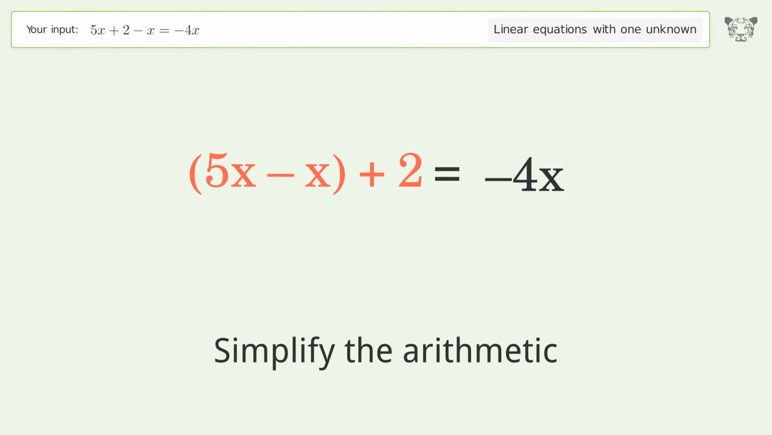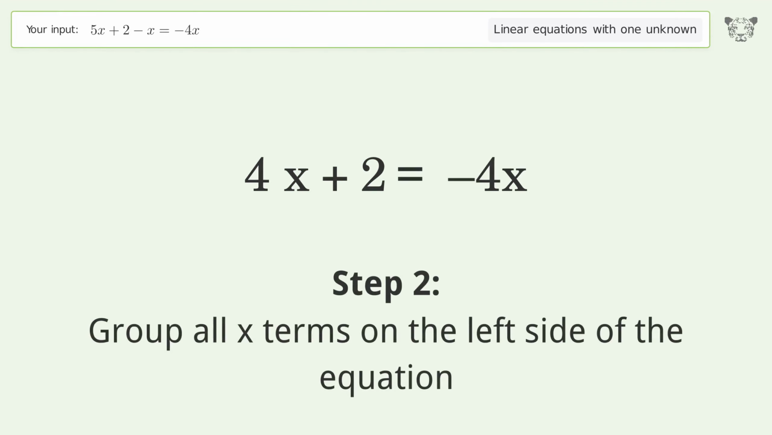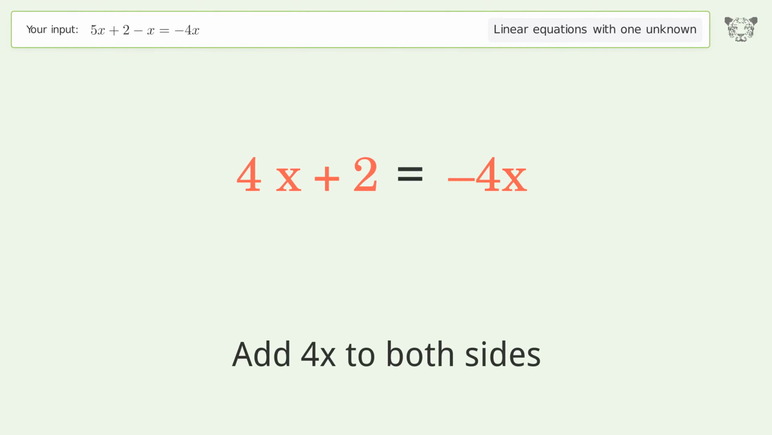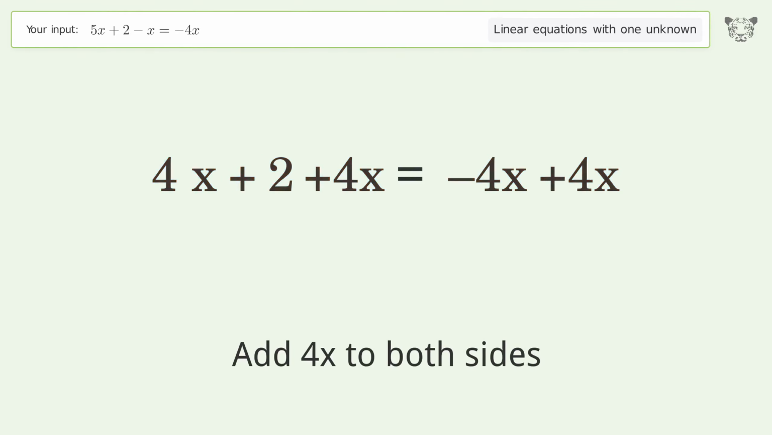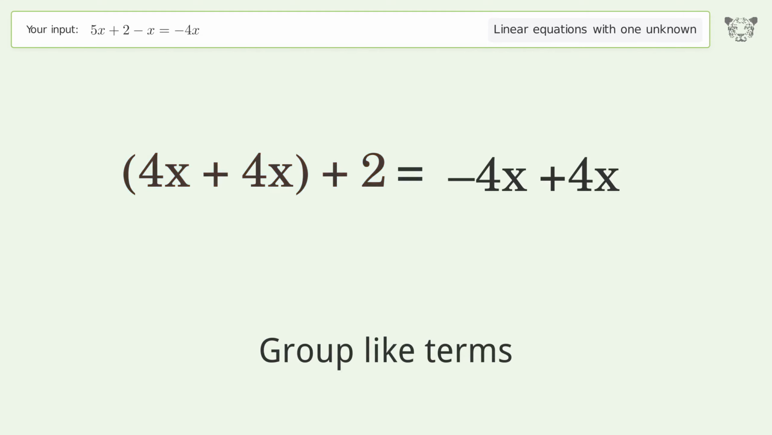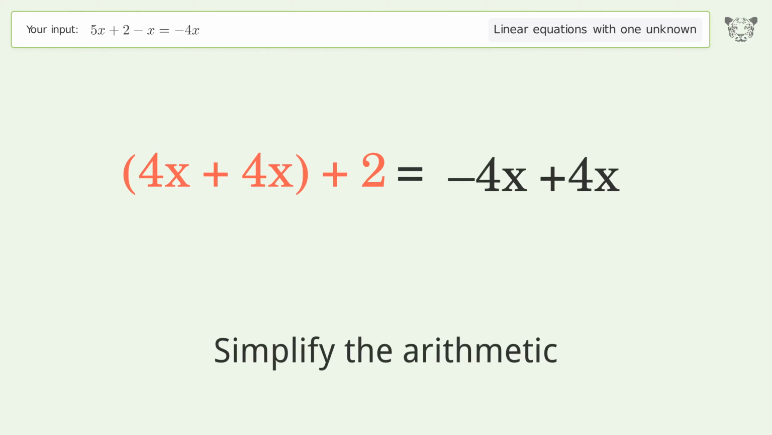Simplify the arithmetic. Group all x terms on the left side of the equation. Add 4x to both sides. Group like terms. Simplify the arithmetic.